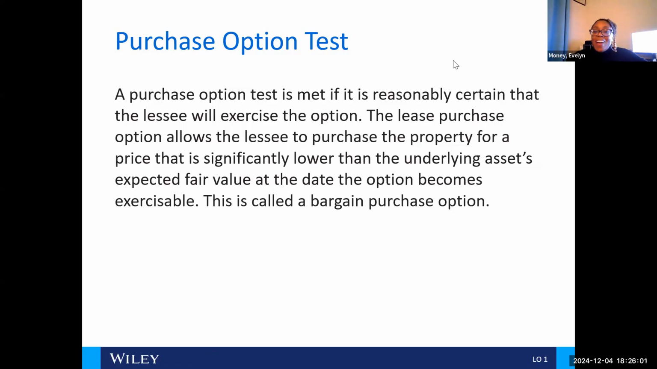Now, why do we care again? Because if there is a bargain purchase option, then this is essentially a financing arrangement. The company that entered into this agreement with me allowed me to use the asset for a year, and I paid for it for a year. And then at the end of the lease term, I give them my $1 and they give me the asset. So in essence, it's like I borrowed $12,000 to pay for it.